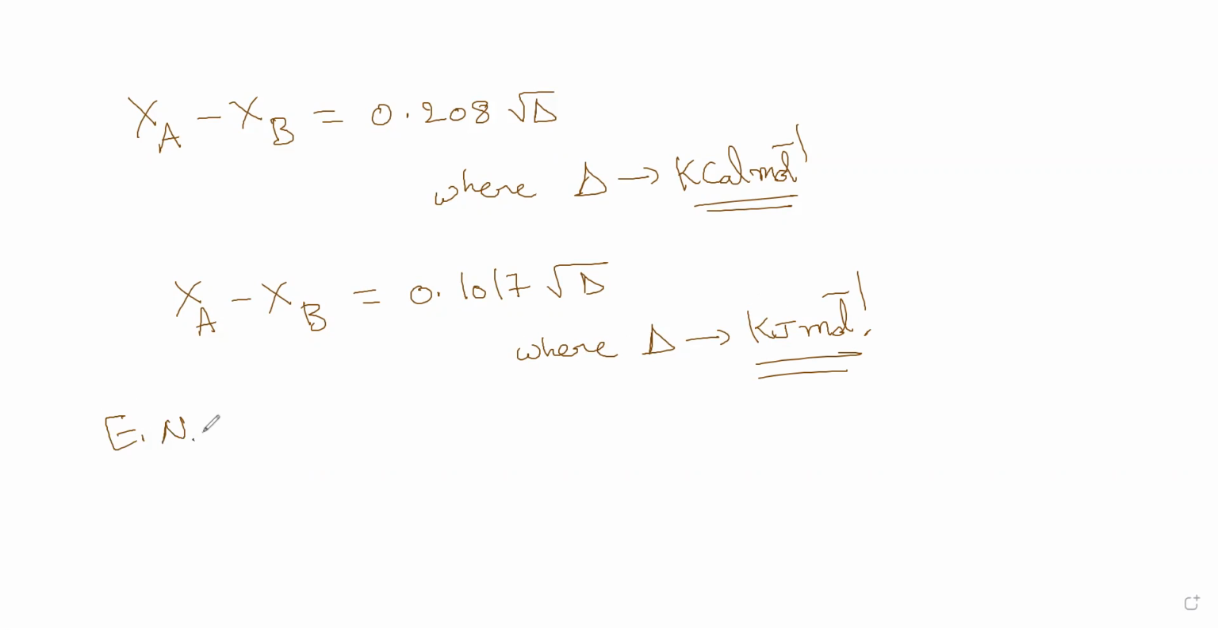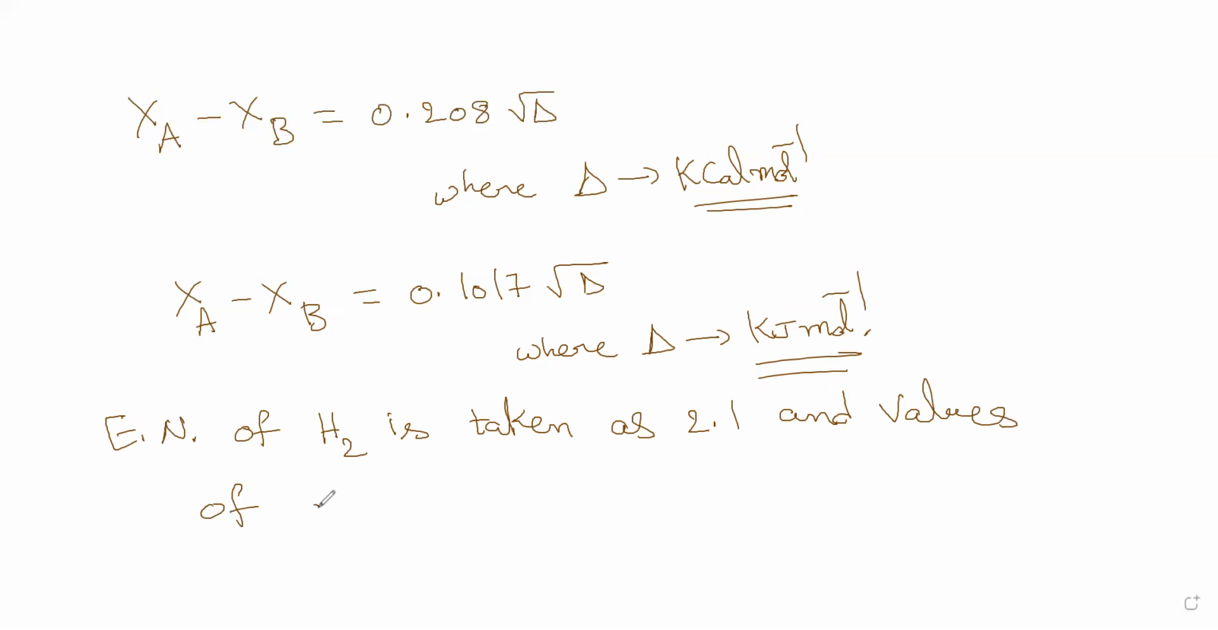Electronegativity of hydrogen is taken as 2.1, and values of other elements are determined.